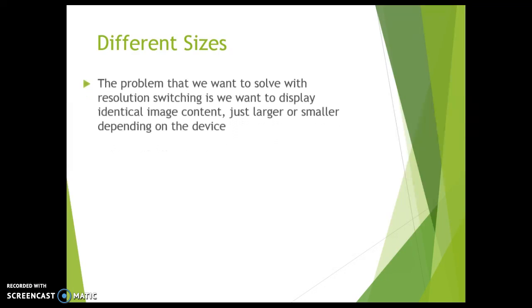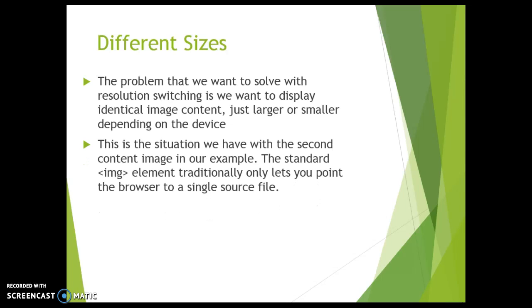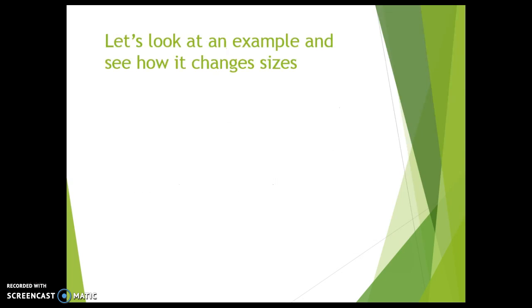The problem that we want to solve with resolution switching is that we want to display identical image content, just larger or smaller, depending on the device. This is the situation we have with the second content image in our example. The standard IMG element traditionally only lets you point the browser to a single source file. Let's look at an example and see how it changes sizes.